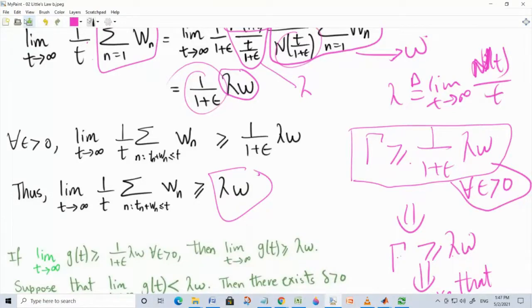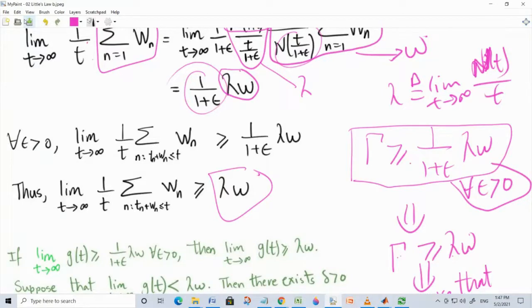But actually being less than one is the problem. Being less than one is the problem because your sandwich theorem requires that. We have an upper bound on the quantity of interest that goes to lambda w. But the lower bound, if you fix epsilon, will go to something lower than lambda w. Suppose it will go to 0.9 lambda w. Then we cannot apply the sandwich theorem.